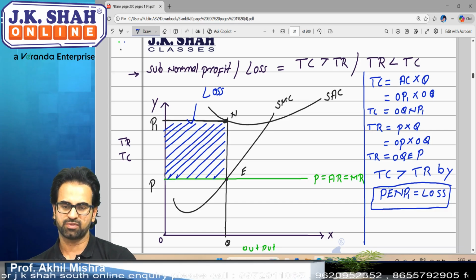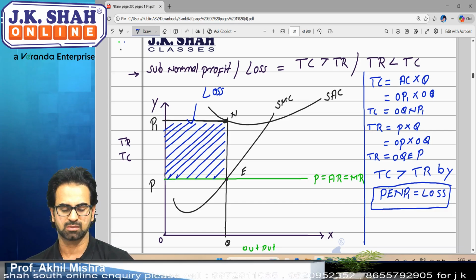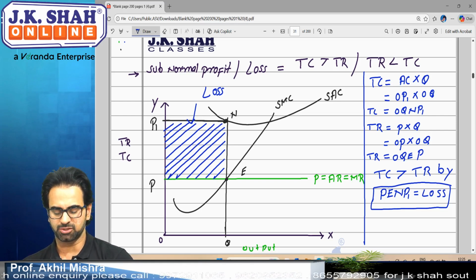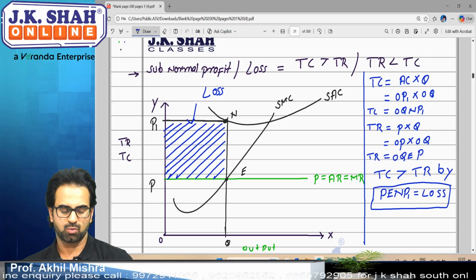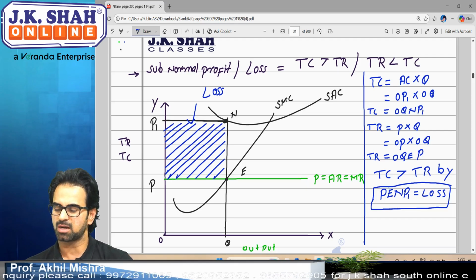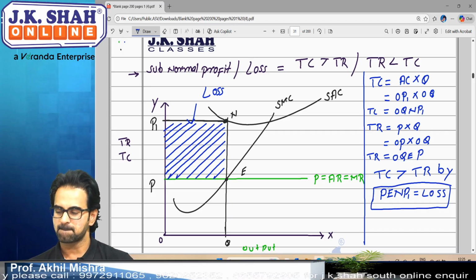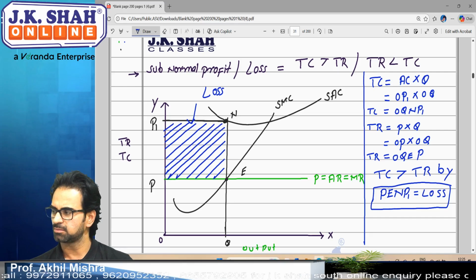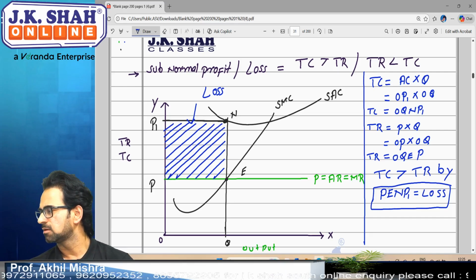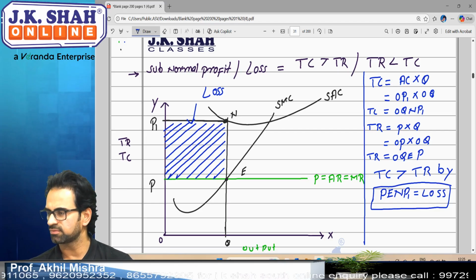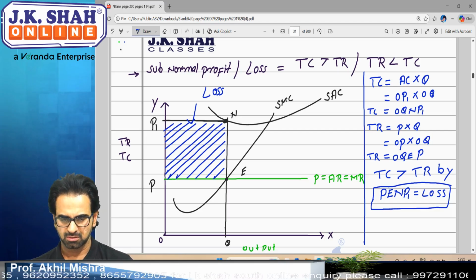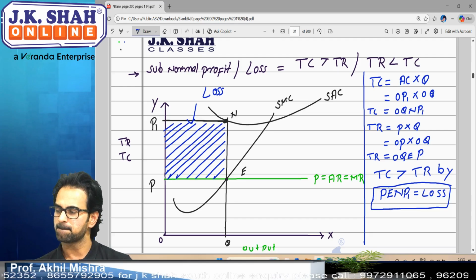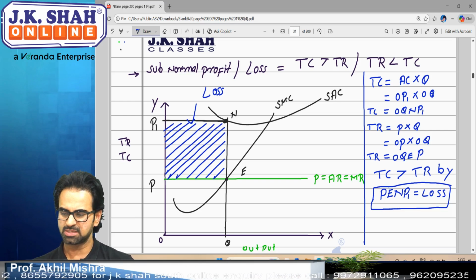So by this we could finish the first one, that is your PC market, perfect competition. Now the next type of market is the monopoly market. Mono means single, poly means seller. The market where there is a single seller of that particular product is your monopoly.